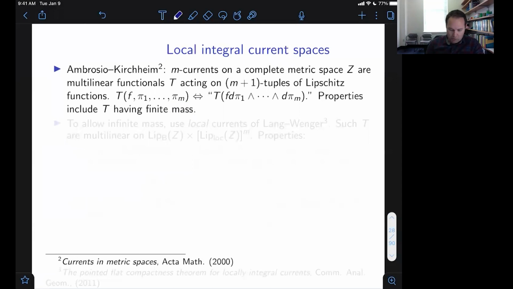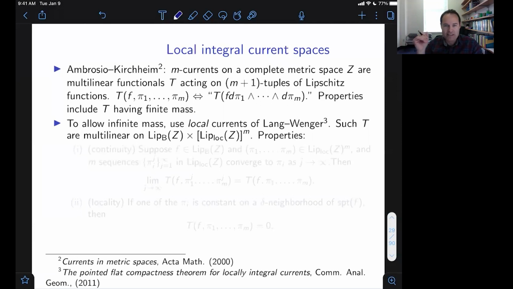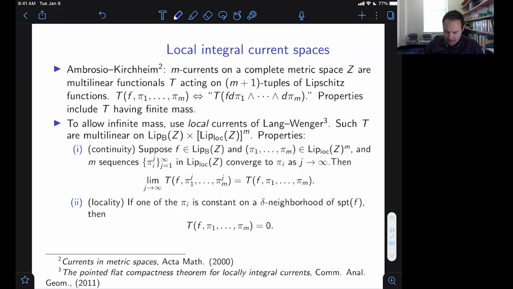That's not going to work for us because we want to study spaces like Euclidean space, for example, and much more general ones which have infinite volume. So we use local versions of these currents. A theory on these was developed by Lang and Wenger. It's a similar idea. You look at multilinear maps on Lipschitz functions. Lip_b are bounded Lipschitz functions with bounded support, and then these are locally Lipschitz functions. There are a couple of technical properties they need to satisfy, a continuity property and a locality property. I'm not going to do anything specifically with those.